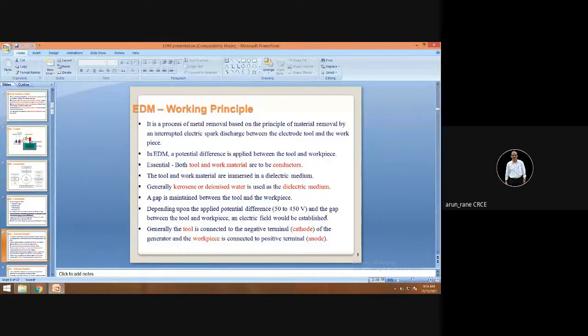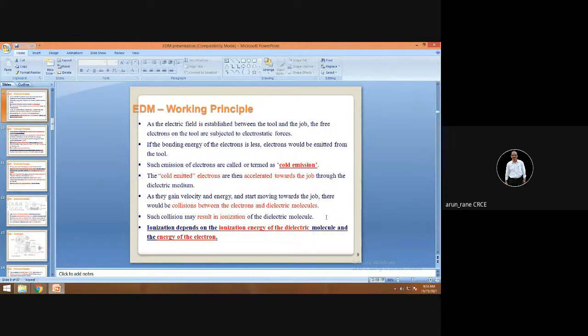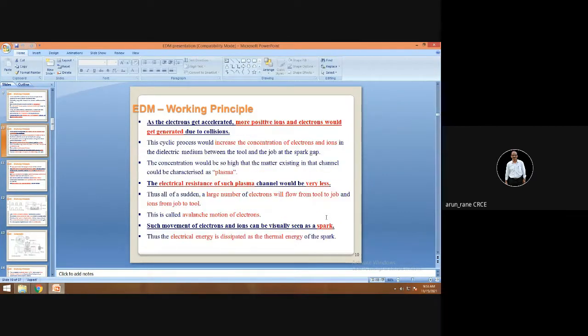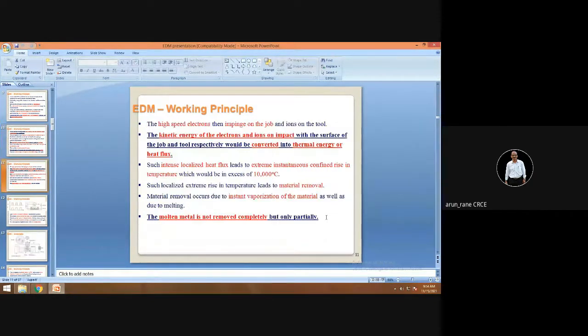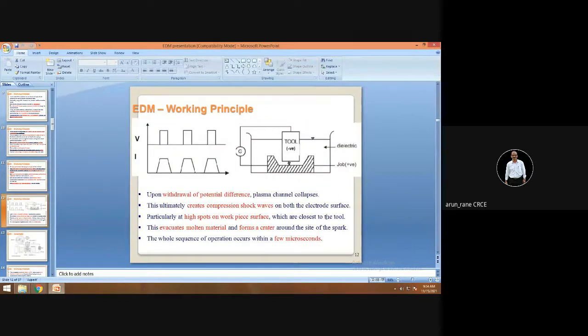So essentially it has to be a conductor, that is the workpiece material, as well as the tool material. Then we use kerosene or deionized water. Deionized water is an insulator, and this is what the working principle is. It's very simple, not that complicated. I will show you the diagram of the working principle.